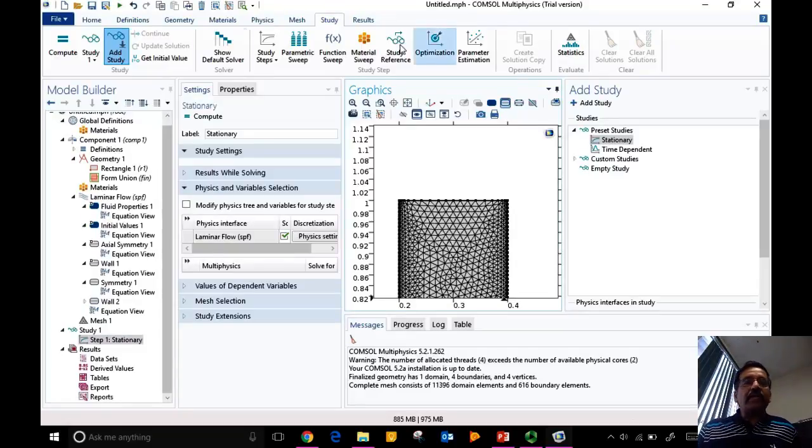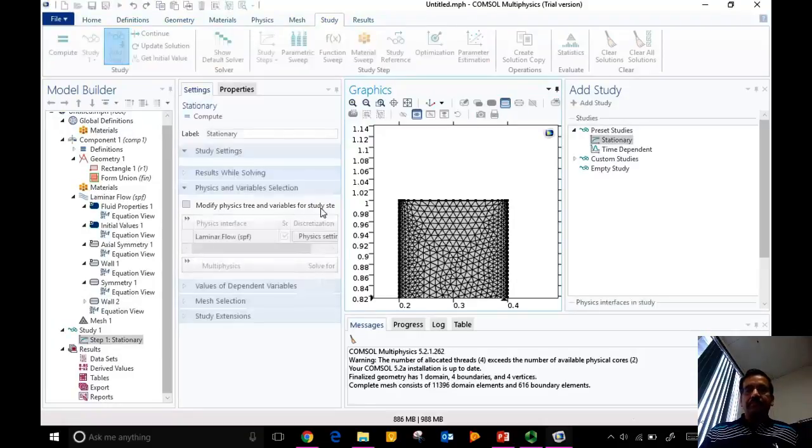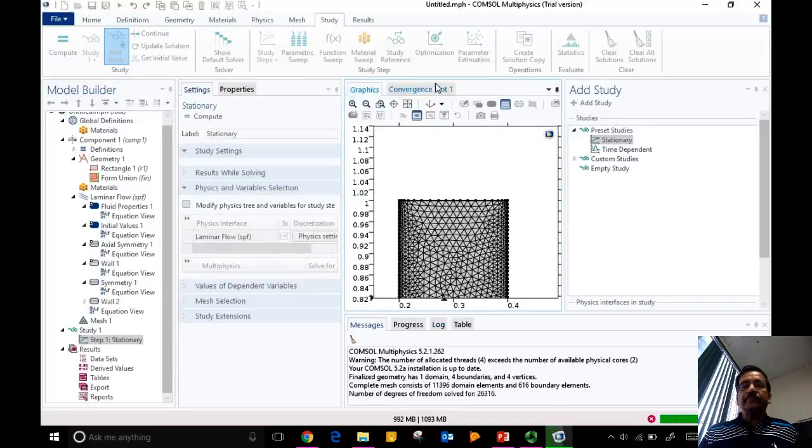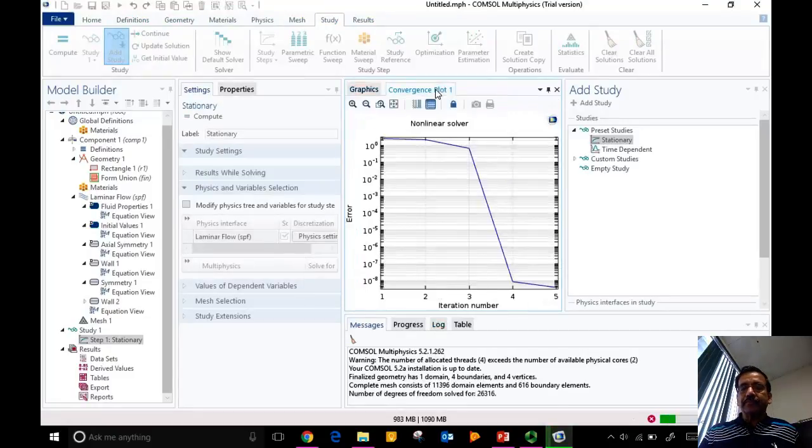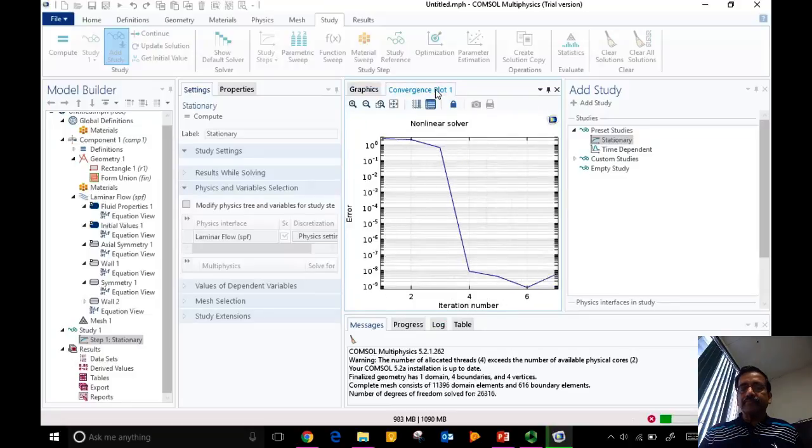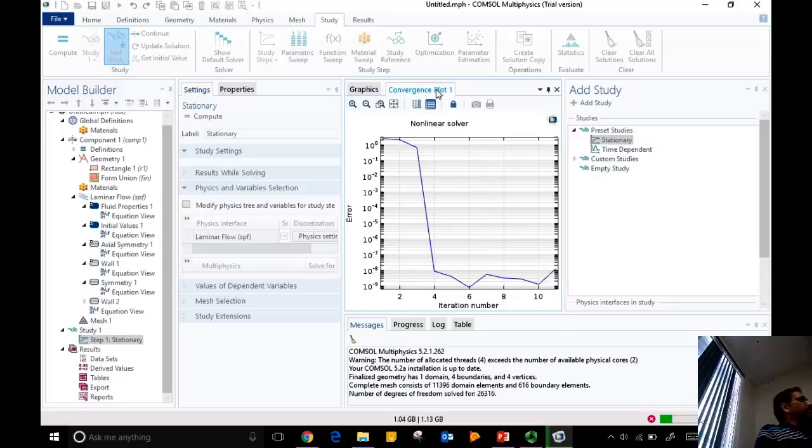All right, so let's see now whether we can compute there. So you go into convergence plots and see what's happening.